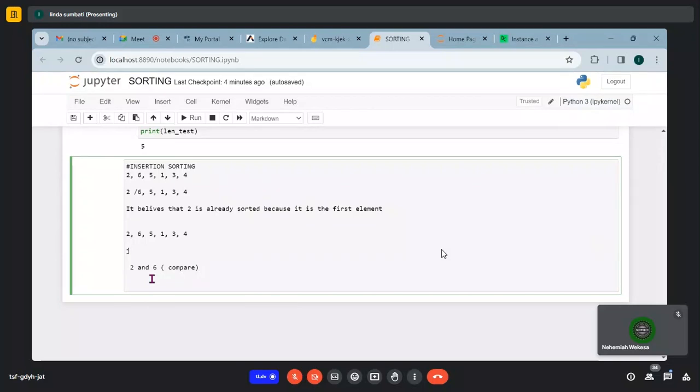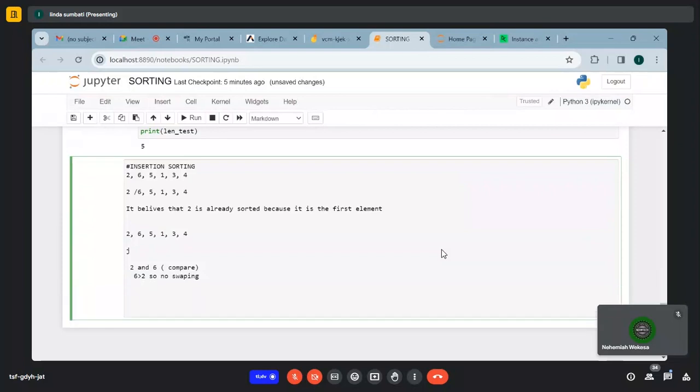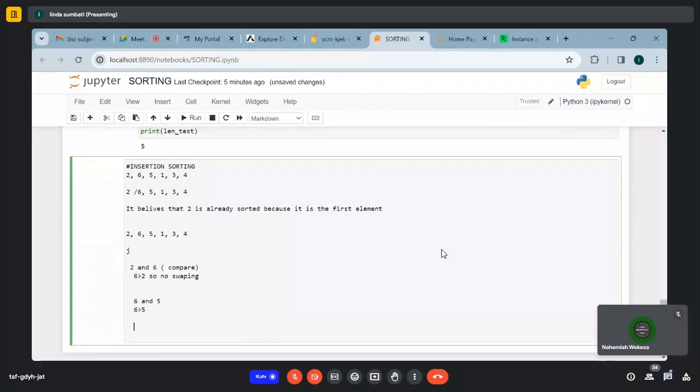Let me just make it, because you people will be having this notebook. So we realize 6 is greater than 2, so no swapping. So it goes ahead and compares 6 and 5. Then we realize that 6 is greater than 5. So what does that mean? It will swap.